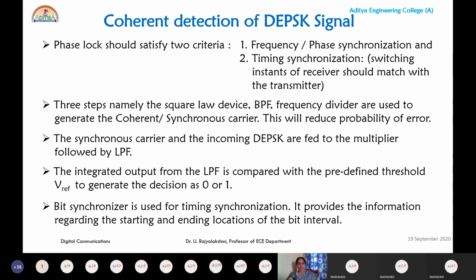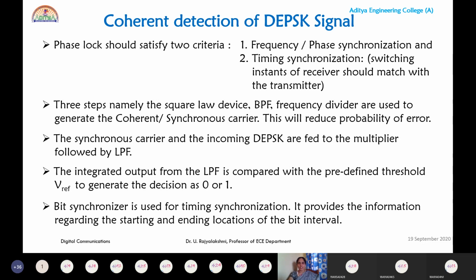Now already we can say that phase lock should satisfy two criteria. So what criteria should it satisfy? First, frequency or phase synchronization, and second, timing synchronization. Frequency or phase synchronization you can provide by using the coherent carrier, and timing synchronization is provided by the bit synchronizer.